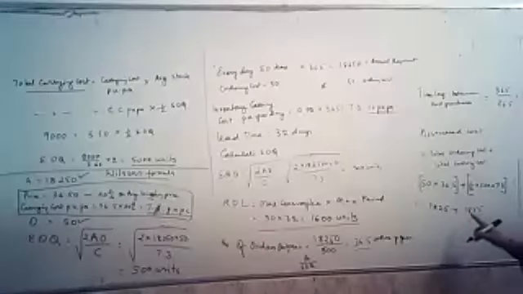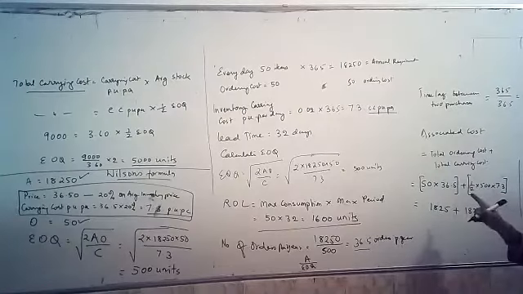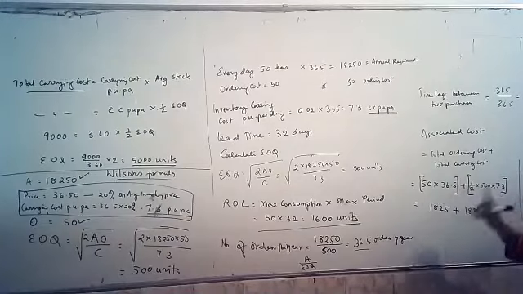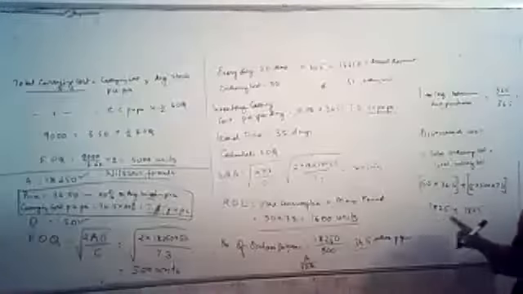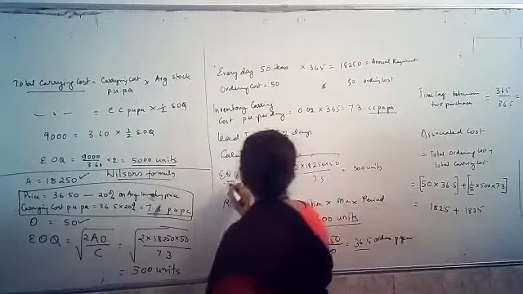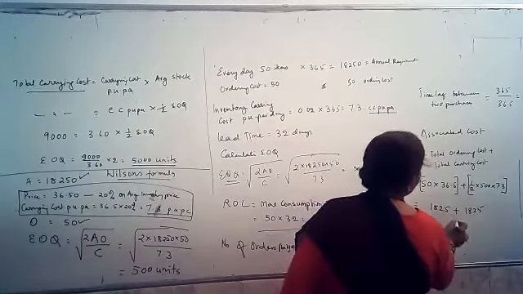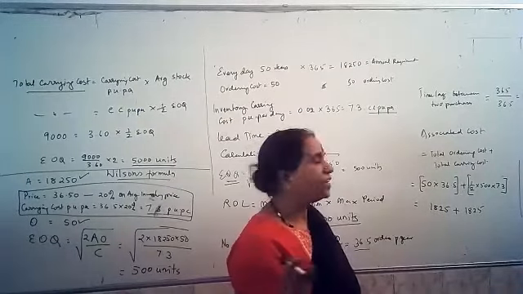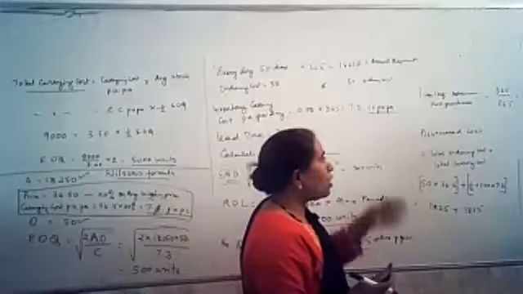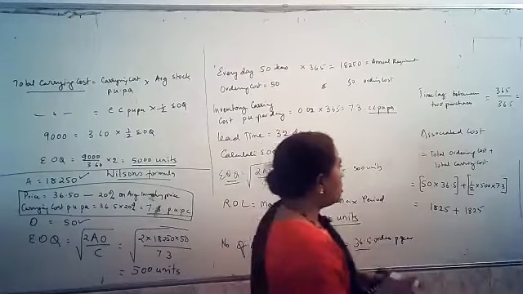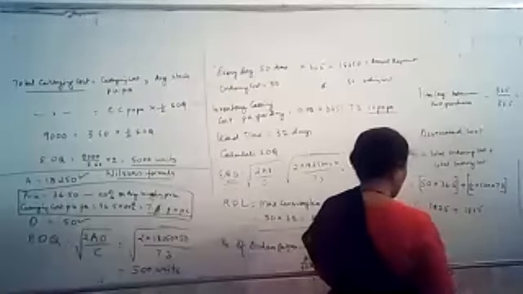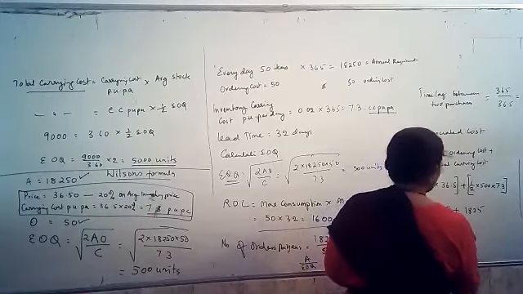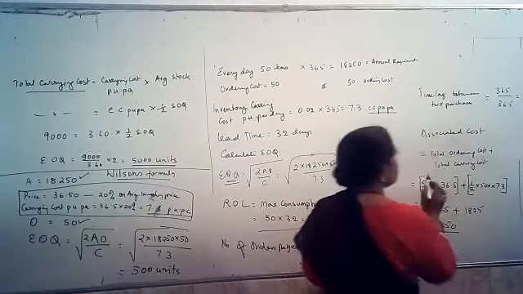1825, 1825. Ordering cost and carrying cost both are the same at EOQ. At EOQ, ordering cost and carrying cost will both be the same. There will be no difference between your ordering cost and your carrying cost. Both are the same. So 1825 plus 1825, which is nothing but 3650. This is my associated cost.